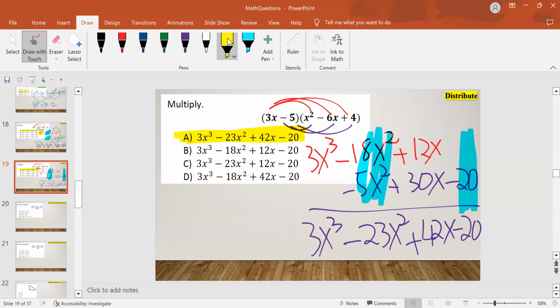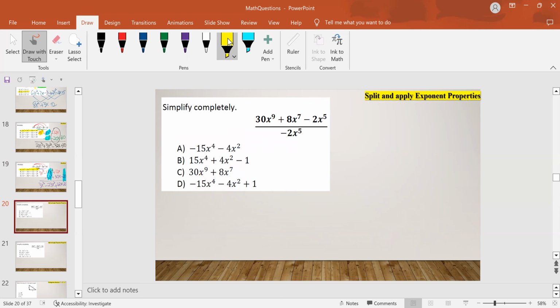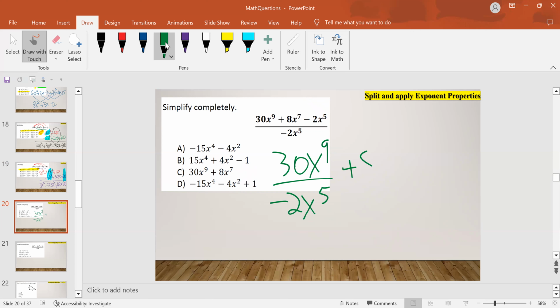So we continue. This time it is a division. And the key there is to split and apply the exponent property. Wow. So we're going to split this fraction into 3 different fractions. It means I will have 30x to the 9th divided by negative 2x to the 5th power plus 8x to the 7th power divided by negative 2x to the 5th minus 2x to the 5th power divided by negative 2x to the 5th power.